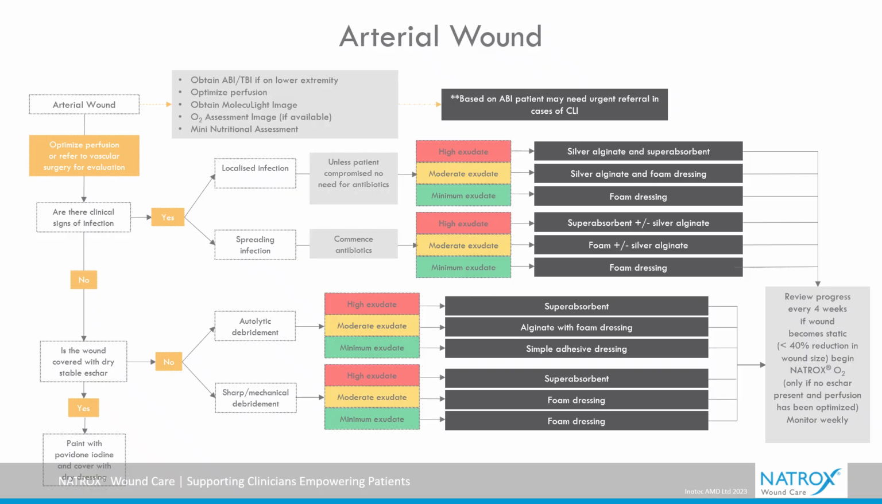Review the progress every 4 weeks. If the wound becomes static and decreases less than 40% over that period of time, consider beginning NATROX topical oxygen therapy only if no eschar is present and perfusion has been reestablished. Continue to monitor the patient weekly.